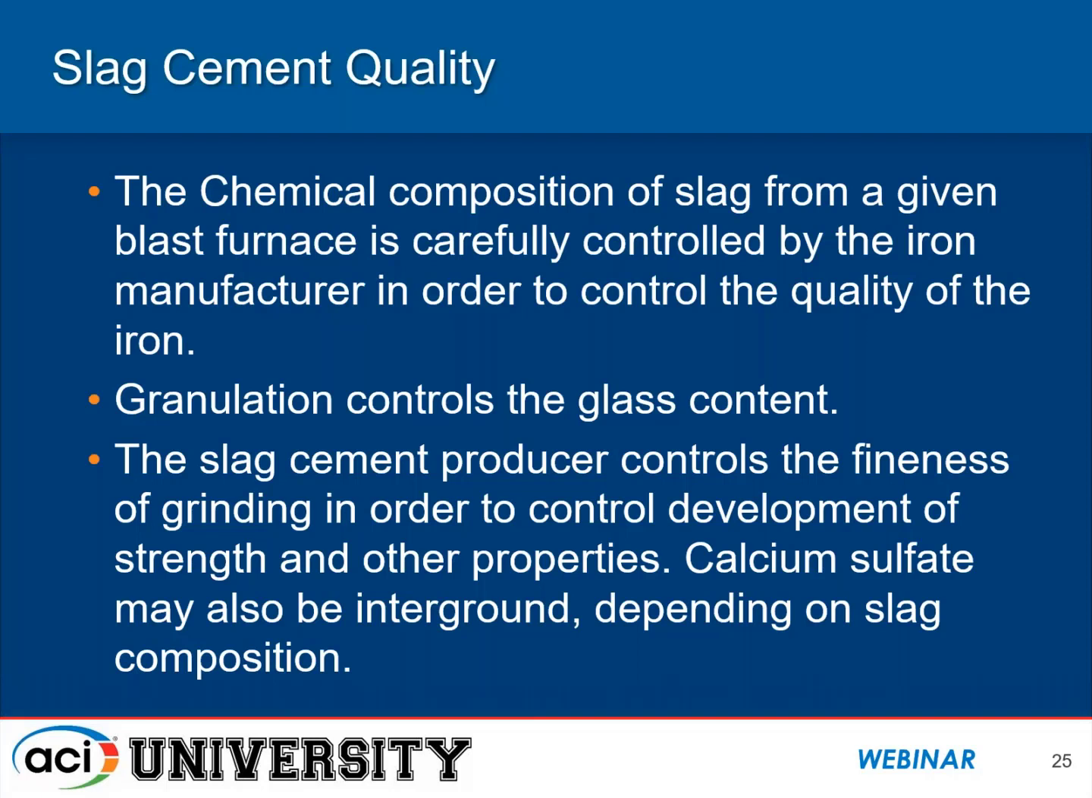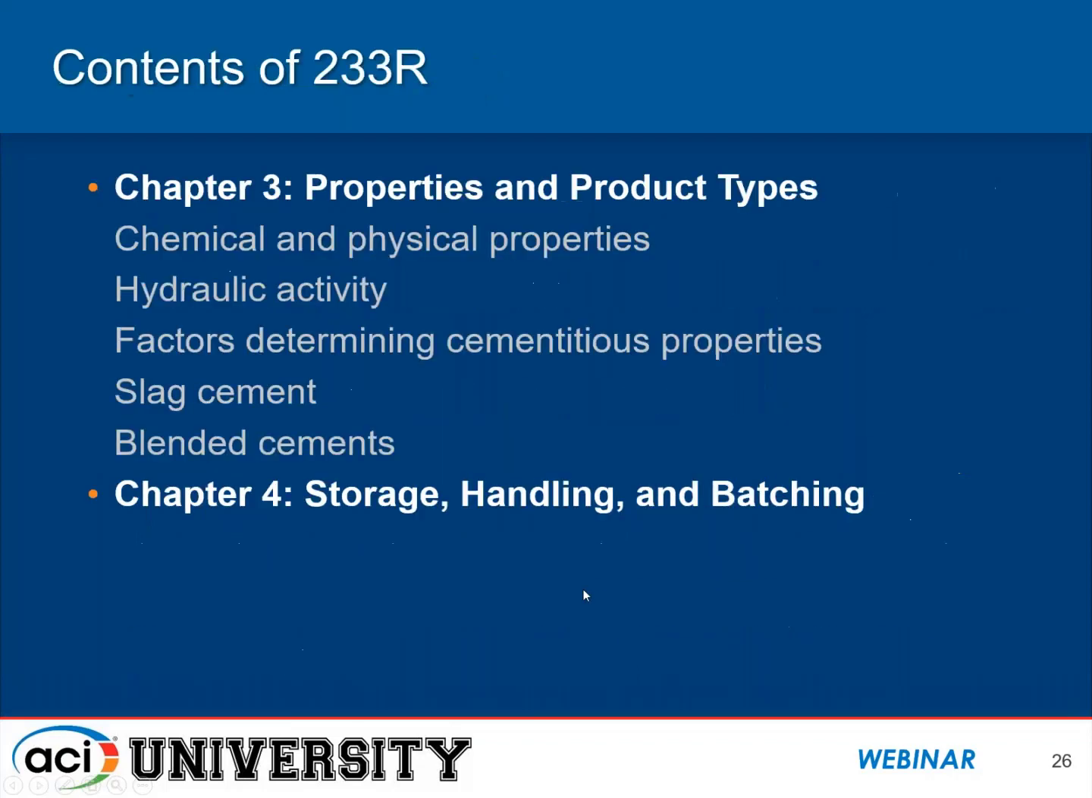The granulation process controls the glass content, so it's almost all glass, typically above 90%. The slag cement producer then takes the granulated slag and grinds it, and they can control the activity by grinding it to different finenesses to control the development of strength. They may add some calcium sulfate or gypsum, maybe interground, depending on slag composition, to balance the material.